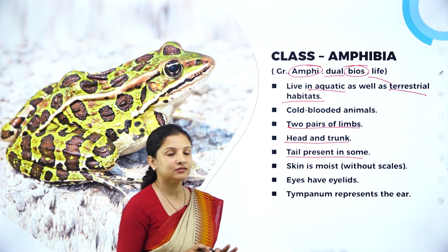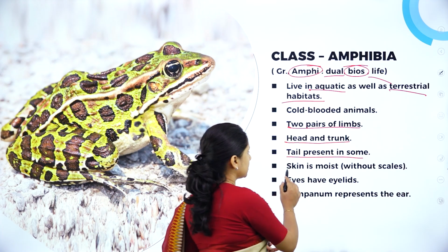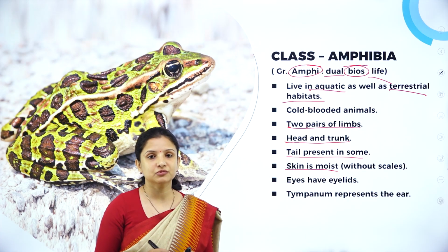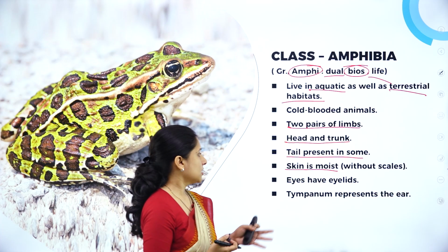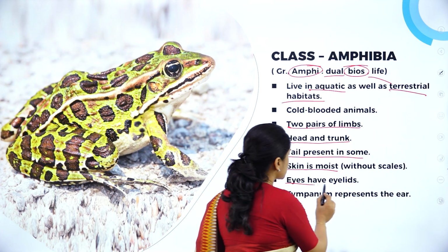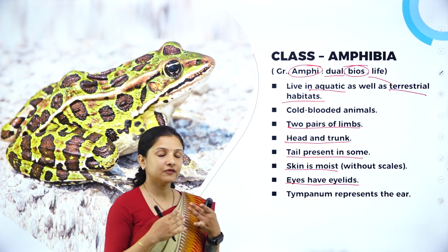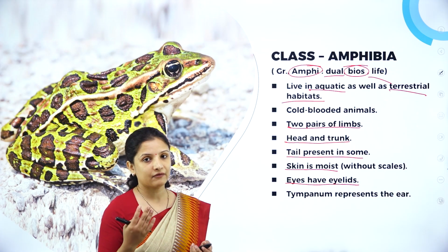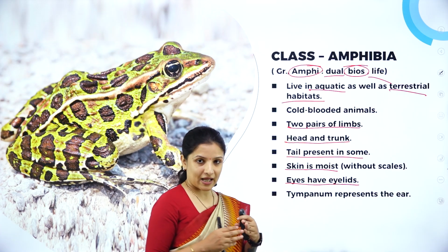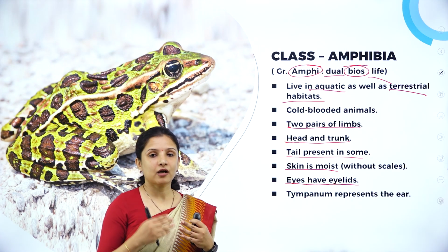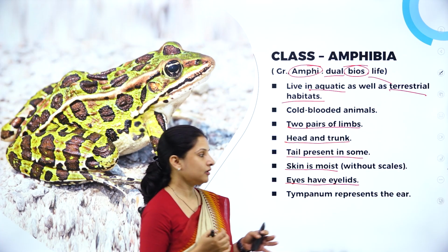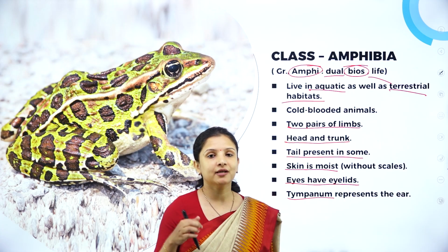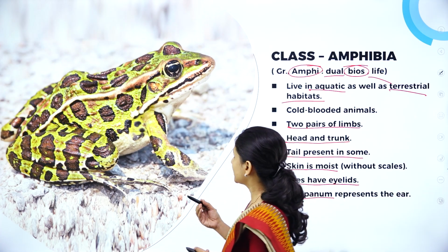They lack scales, but the skin is moist, and this moist skin sometimes helps these organisms to respire as well. They have eyes which have eyelids, so it is from the class Amphibia that the organisms have an eyelid. They do not have exactly an ear like ours with a pinna, but they have a tympanum, which is an external opening that represents their ear.